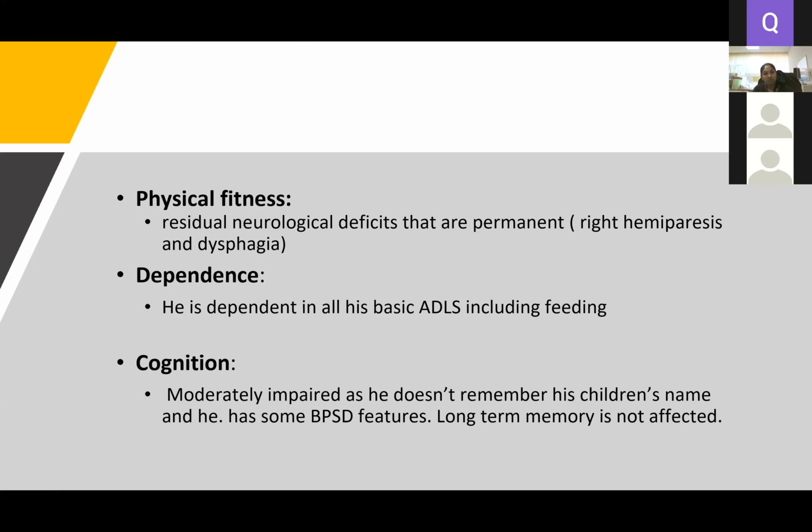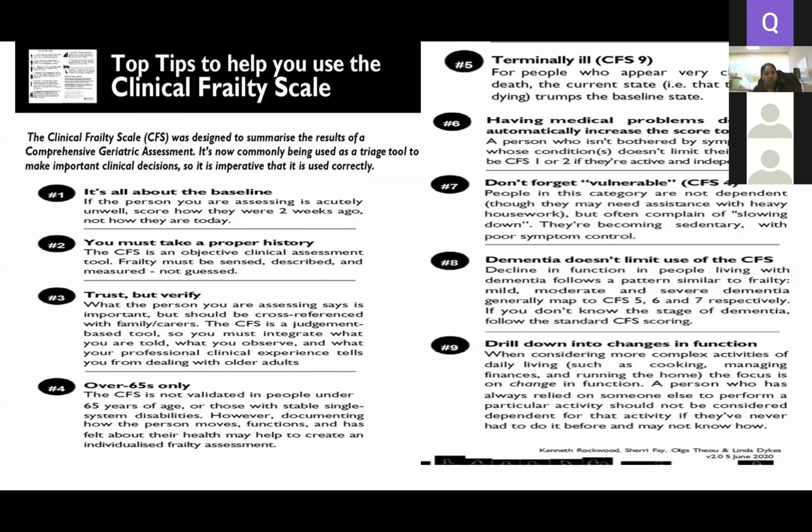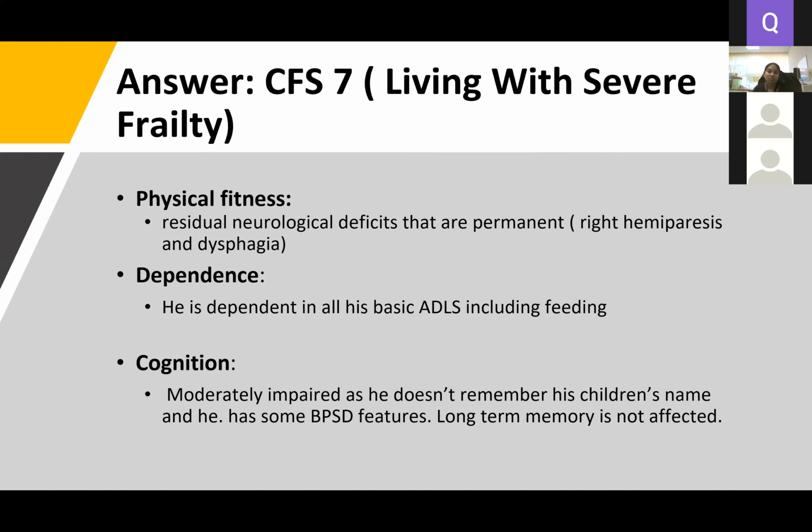Stroke is something we see very regularly. So this is somebody who has CFS 7. In terms of his physical fitness, he has residual neurological deficits. And the main difference will be his dependence. He is different from somebody with CFS 6 because he's dependent in all his basic ADLs, including feeding. In terms of his memory, it's moderately impaired because he doesn't remember his children's names, and he has some BPSD features, but his long-term memory wasn't affected.